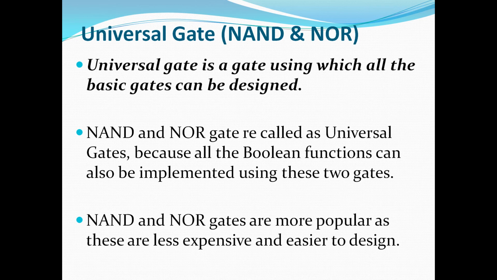We say these are universal gates because all the Boolean functions can be implemented using only these two gates. Not only some, all the Boolean functions can be implemented using only the NAND gate or only the NOR gate. By using only these two gates, it is possible to implement all other gates. That is the main advantage.